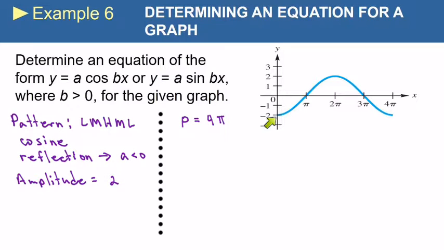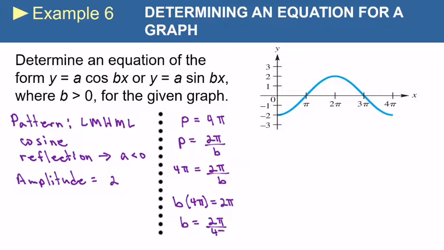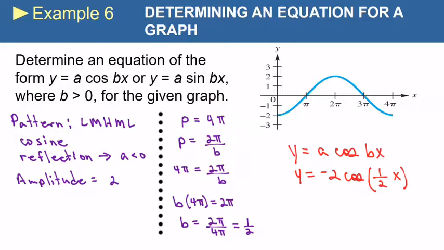The period goes from 0 to 4 pi. And so in my little formula, 2 pi over b, period, is 4 pi. Okay, now to solve this for b, what I'll need to do is multiply both sides by b and divide both sides by 4 pi, and this will simplify to 1/2. So now I can see that b is 1/2. And so in the form a cosine bx, the a is -2 and the b is 1/2. So you can write it this way where it looks like 1/2 x, or you can just write it as -2 cosine of x over 2.